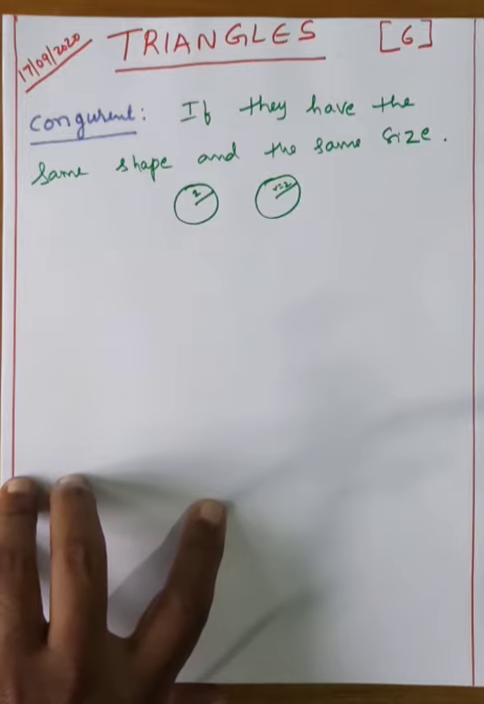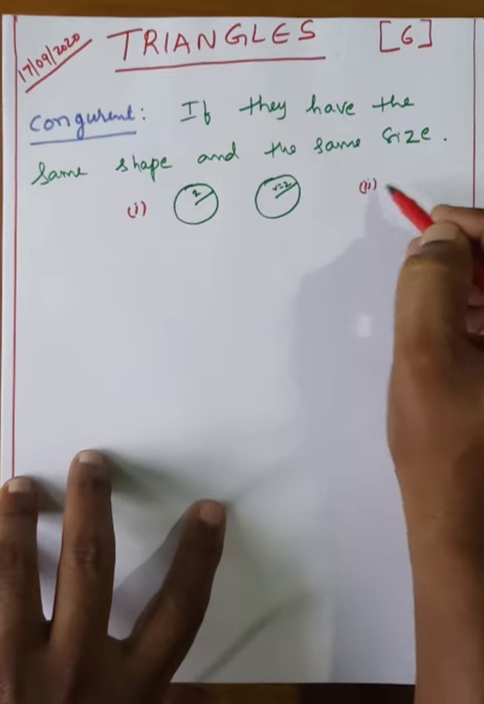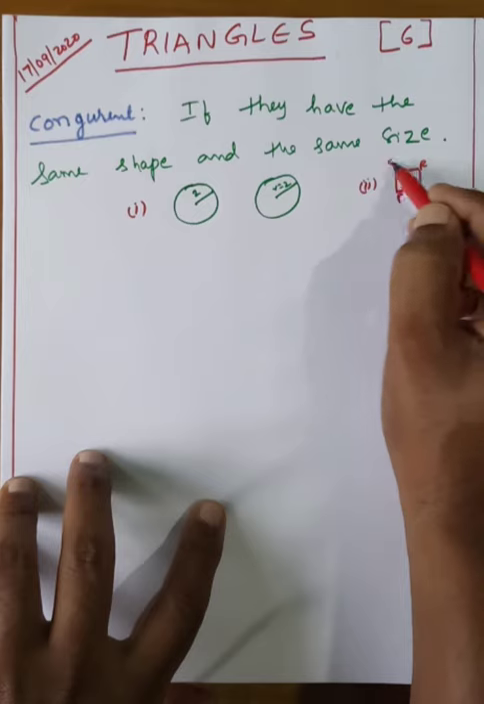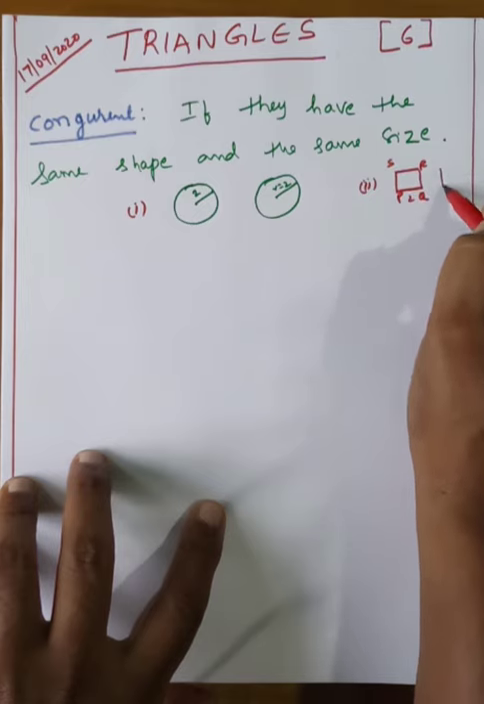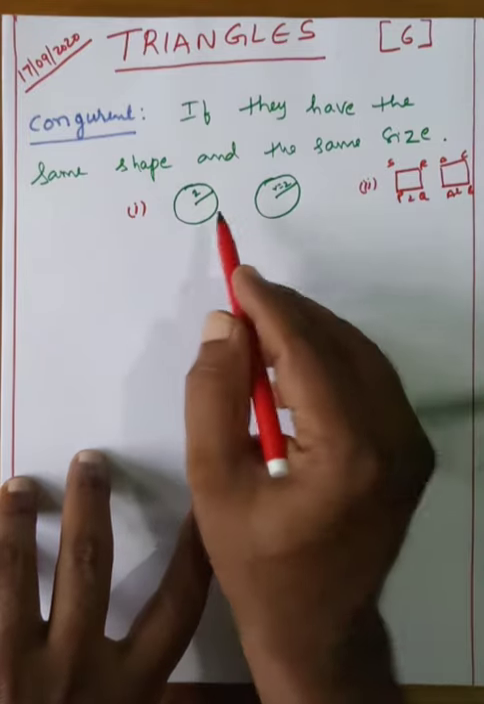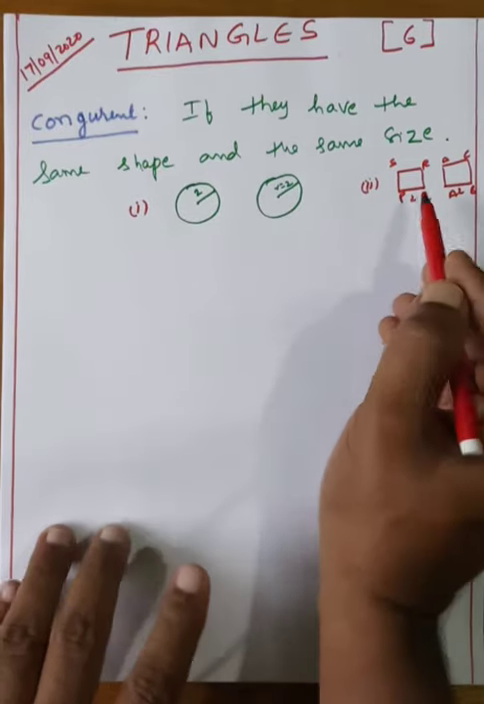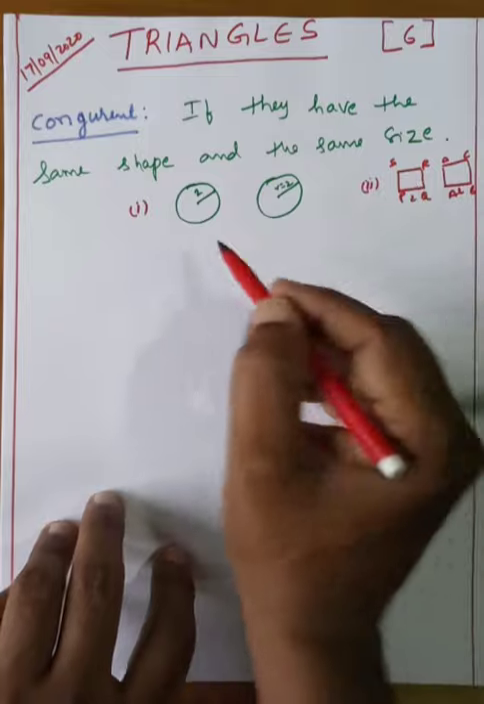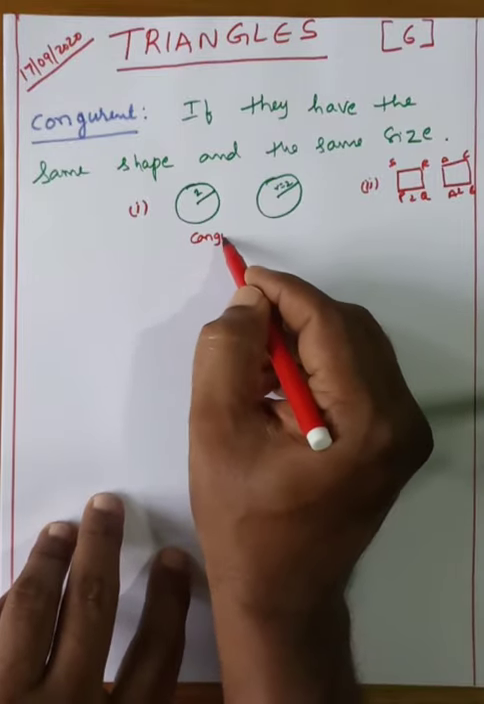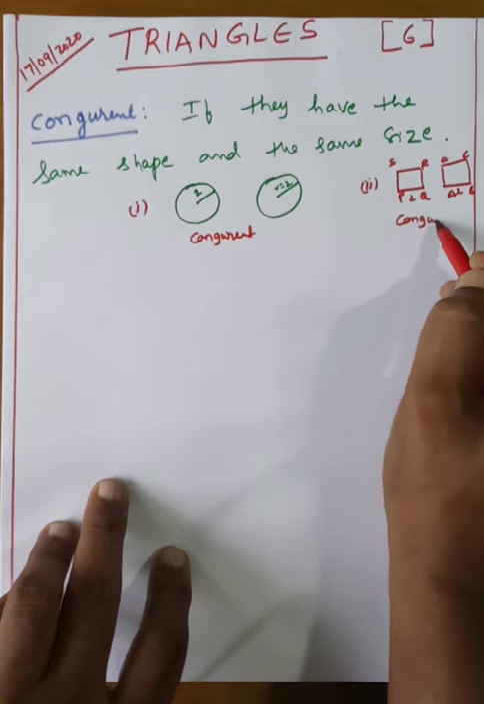Suppose this is figure 1. PQRS is a square, side is 2, and ABCD is a square, side is 2. These two are congruent because they have the same shape and the same size, radius to radius 2, side to side 2. These are congruent figures. This is also congruent, okay, my dear students.